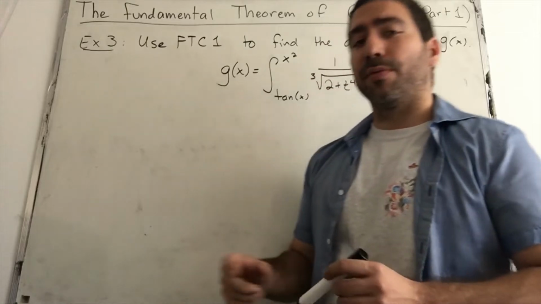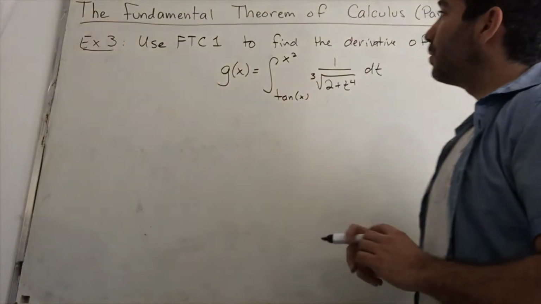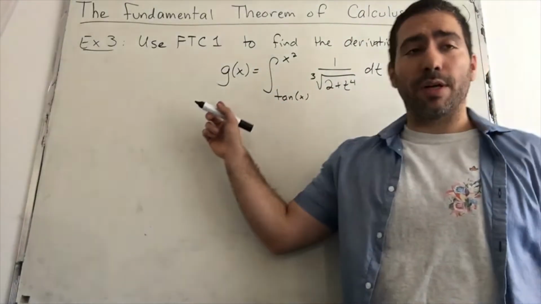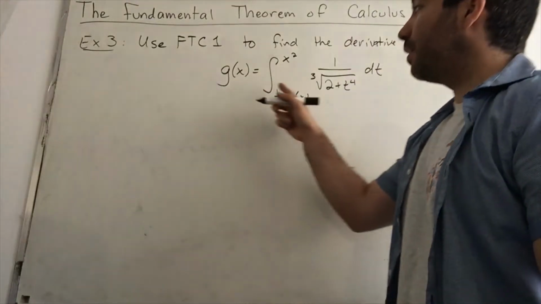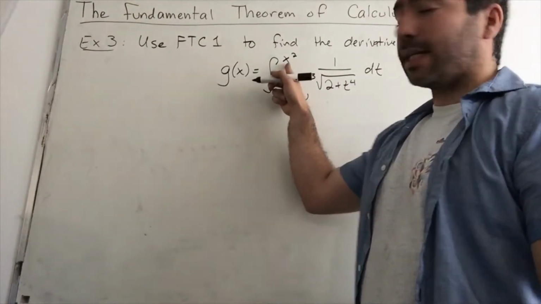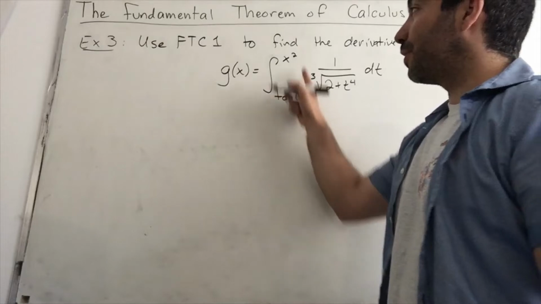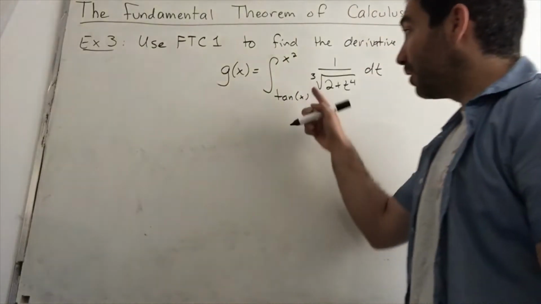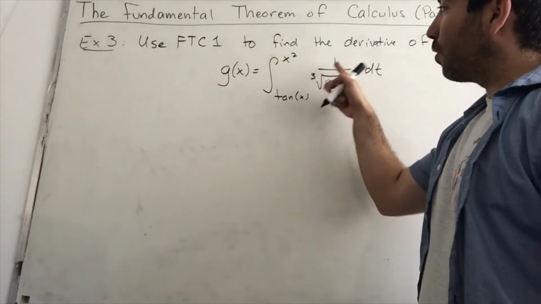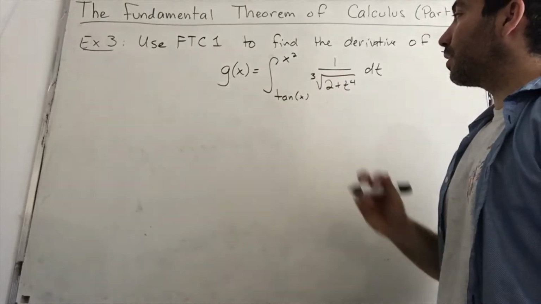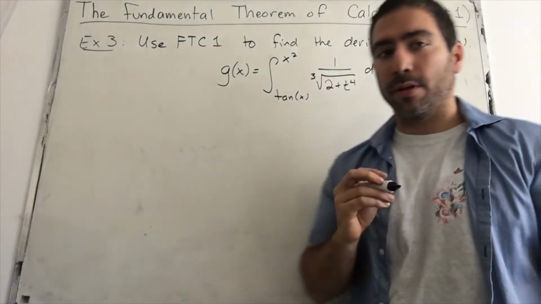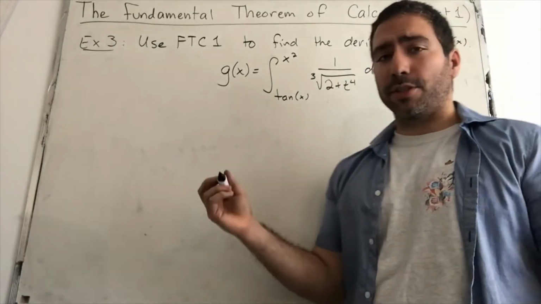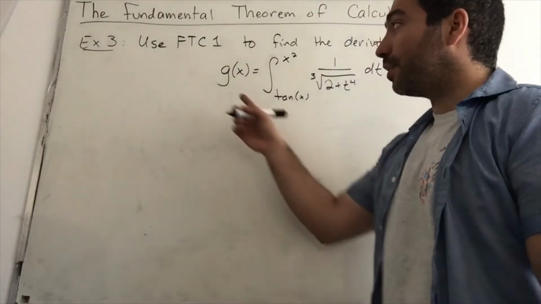So in our third example over here, it says to use FTC part 1 to find the derivative of g of x, where in this case g of x is given to be the integral from tan x to x squared. So we have functions in our bounds of integration of 1 over the cube root of 2 plus t to the 4 dt.